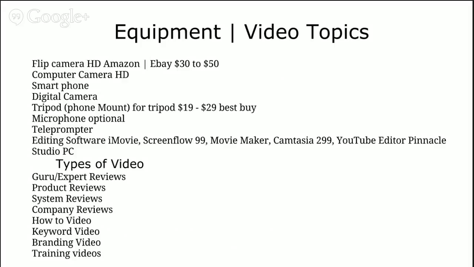Most everybody's got some type of digital camera. You do need a tripod, and you can get those pretty cheaply, the kind that extend, for about $19 to $29. Best pricing I've found is at Best Buy. I did a search on Best Buy, eBay, and Amazon, and I got mine at Best Buy. Your microphone is optional, but if you're going to be outside and using your smartphone, then you probably want to get a microphone that'll plug into your phone, a lavalier.